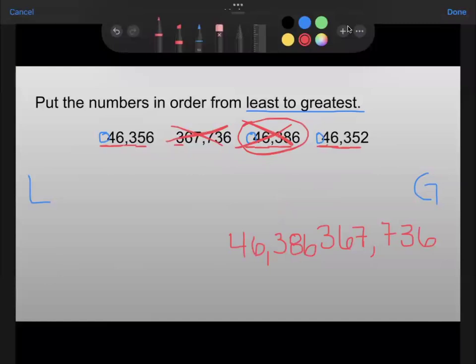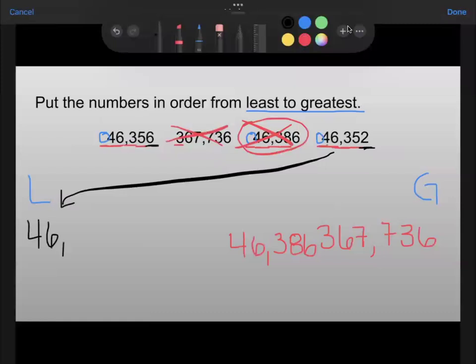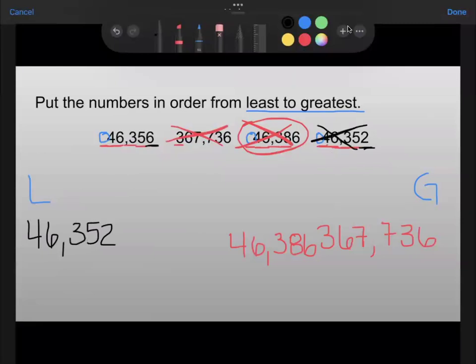Okay, looks like between the last two, we're going to have to get down to the ones place. So there's a 6 here and a 2 here. 6 is greater than 2, so that means this number would be all the way over here, 46,352. And then after I put that there, I can cross it off. And this is the only one left, so it has to go here, 46,356. So there are all my numbers in order from least to greatest.